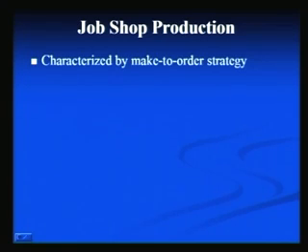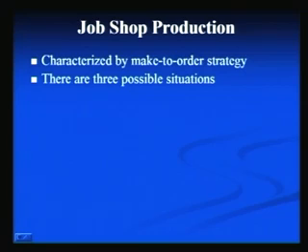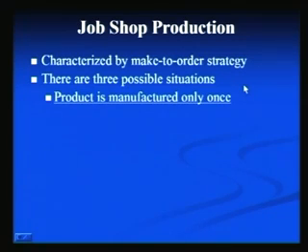There are three possible situations in job shop type production environments. One is product is manufactured only once and that product is never repeated in future. So, that is a one of a kind product. For example, say products manufactured by the builders, they manufacture a sort of residential complex, or sometimes shipbuilding industry is also one example, where ships are manufactured as per the requirements of the customer and that design may never be repeated again.